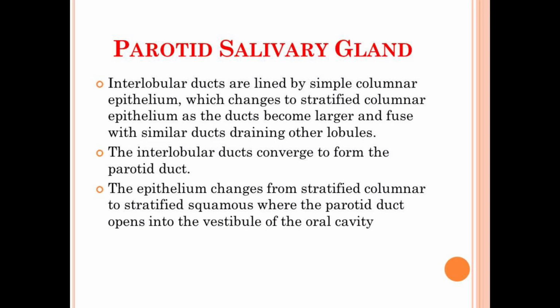These interlobular ducts are lined with simple columnar epithelium, which changes to stratified columnar epithelium as the ducts become larger and fuse with similar ducts draining other lobules. So basically, these ducts help in the drainage of the different secretory products from the lobules, and in this process they fuse with the different ducts, enhancing their secretory activity as well as their efficiency. During this course, their epithelial lining changes from simple columnar to stratified columnar.